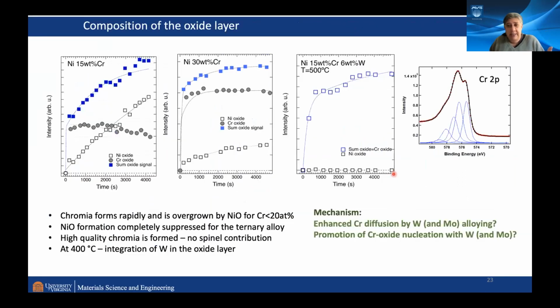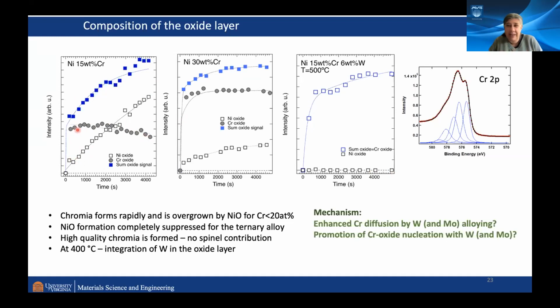So let's take the next step. Let's not just look at how much oxide I accumulate over time, but let's resolve it compositionally. That is done here, and I have just 3 examples. Nickel 15 chromium. So you can see this is all the oxide curve I showed you just now. I'm sure you remember the details. You have the nickel oxide in the open symbols, and you have chromium oxide, chromia, here in the closed, filled symbols. So chromia forms very early.